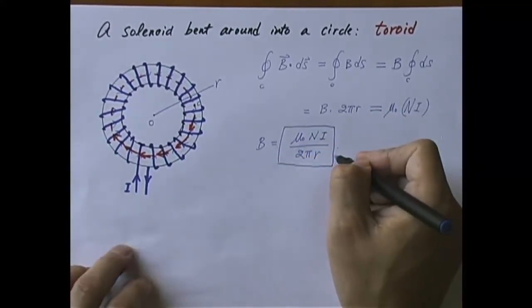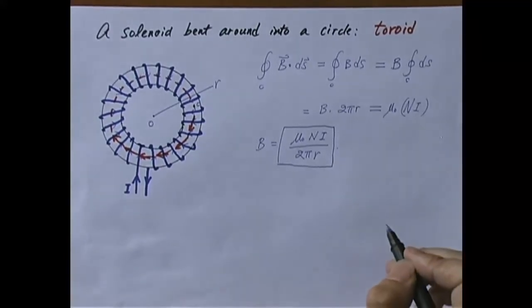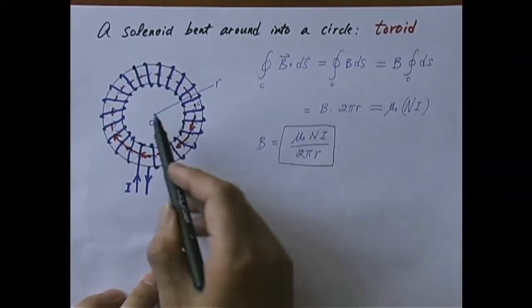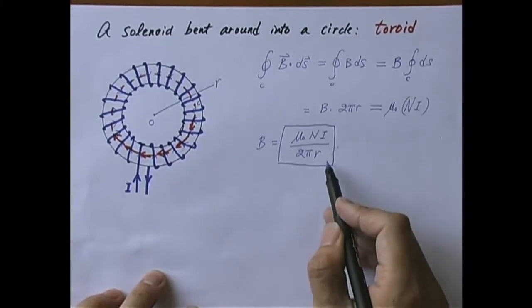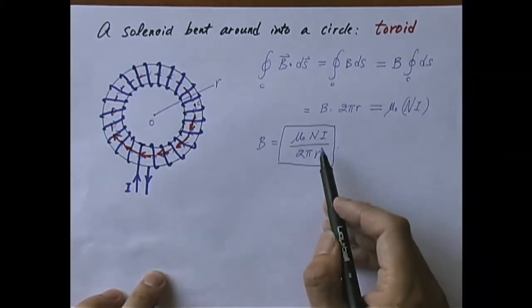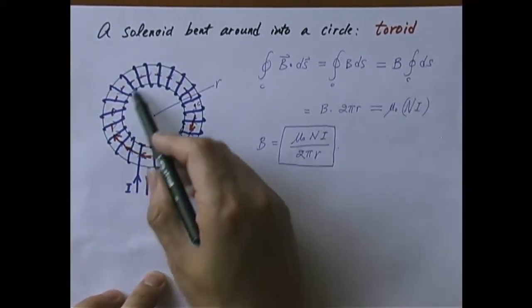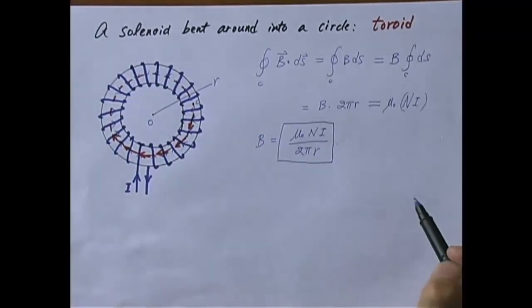Okay, it's kind of similar to the case of a solenoid, but not identical. It actually depends on r. The further you are out, the weaker the magnetic field, because it's generated by the same current, but it's more spread out over a bigger circle.